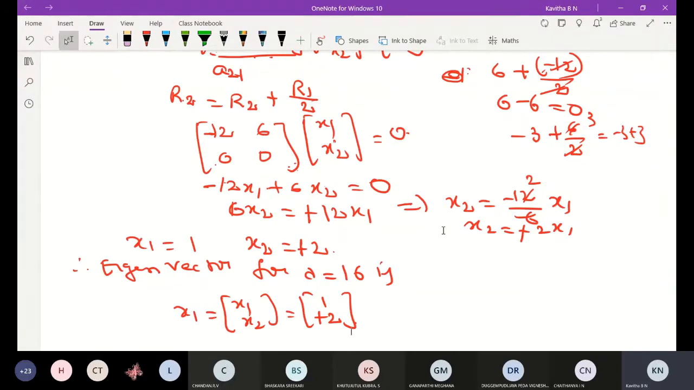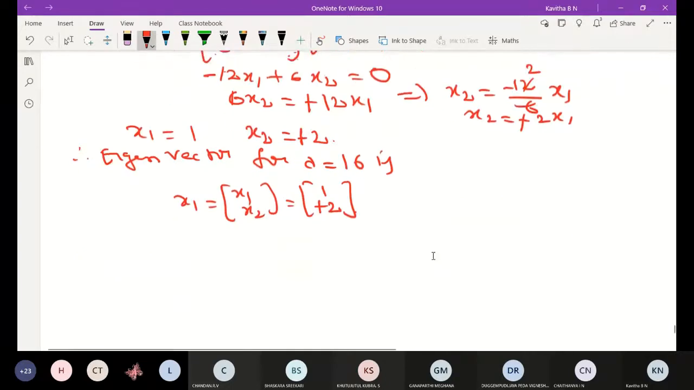Then next, take down the second eigenvector for lambda is equal to 1. For lambda is equal to 1. Okay.